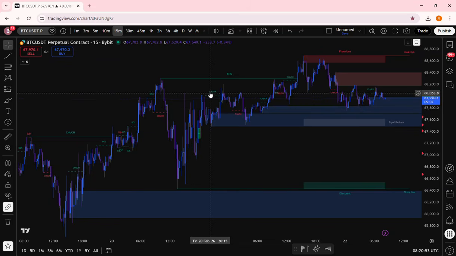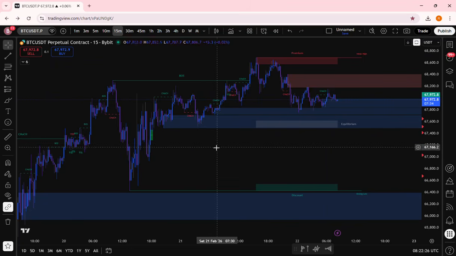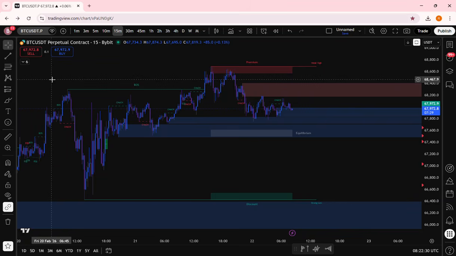Now, CHOCH is basically a change of character. What that means is the price is not in the same direction or trend, and the trend is changing. We can see that over here. It did not make a higher high, came back down, and we can see that it actually came into this blue box. Now, what are these blue boxes? These blue boxes are called internal order blocks.